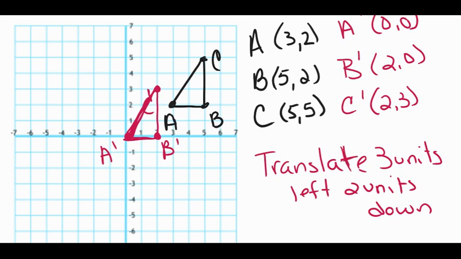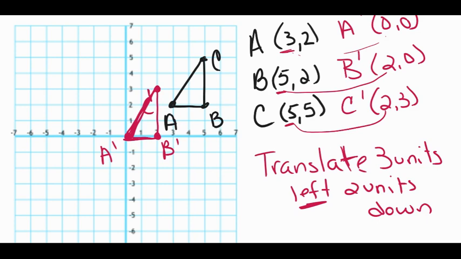I want you to pay attention when you do a translation. If you're moving to the left, you're going to be subtracting. So in this case, left and right affects my x coordinate. In this case, I moved it 3 units left, so I subtracted 3. Notice 3 minus 3 is 0, 5 minus 3 is 2, 5 minus 3 is 2. Okay, if I were going to the right, I would add. So if I translated it 1 unit to the right, I would add 1 to my x. In this case, I'm moving to the left, which means I'm going to subtract.